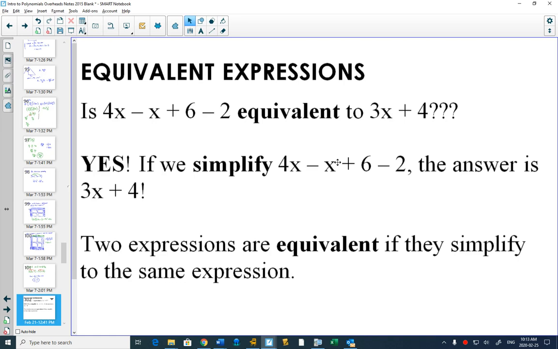So if we simplify 4x minus 6 plus 6 minus 2, would you agree that the 4x and the x are like terms? And the 6 and the minus 2 are like terms. So 4x minus x leaves you with 3x, and 6 minus 2 leaves you with 4. They're exactly the same.